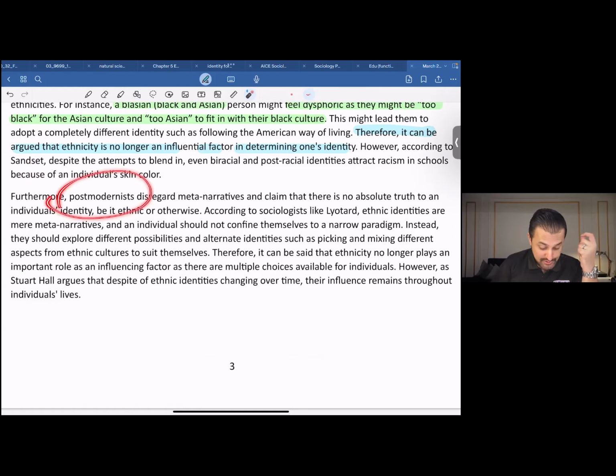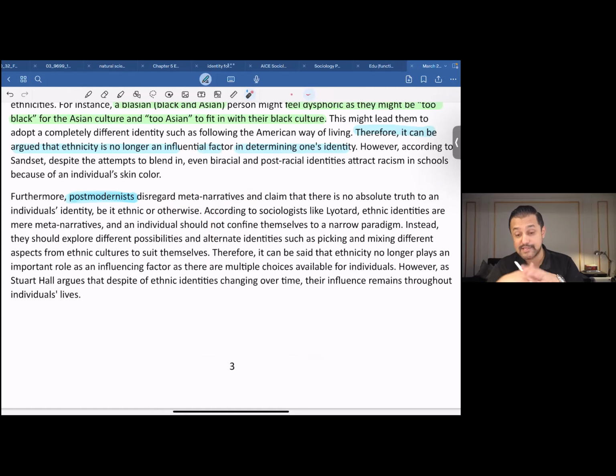Moving on. Furthermore, postmodernists disregard meta narratives. You need to know postmodernity if you are to understand this. A narrative is a story, a meta narrative is a bigger story. So, postmodernists disregard meta narratives and claim that there's no absolute truth to an individual's identity. For instance, if there's someone who's born in Pakistan, moves to Canada, and in a couple of years gets a Canadian passport, that would make you a Pakistani and a Canadian, right? So there's no absolute truth to an individual's identity.